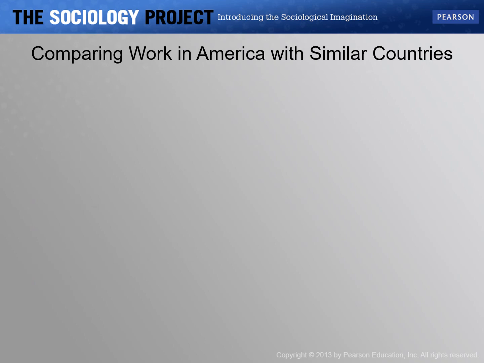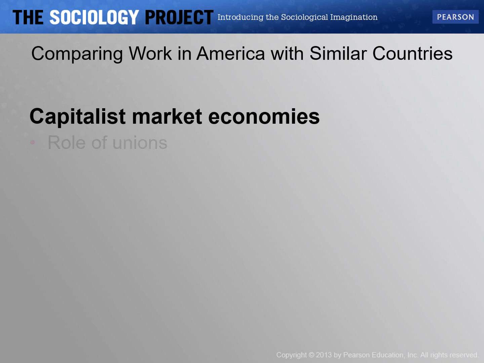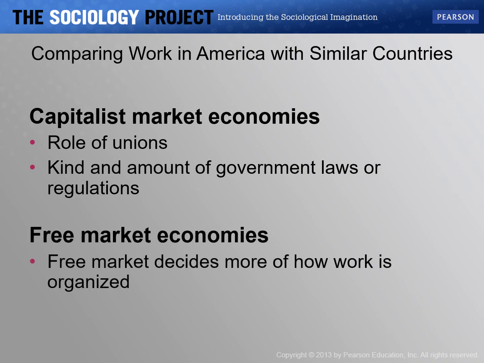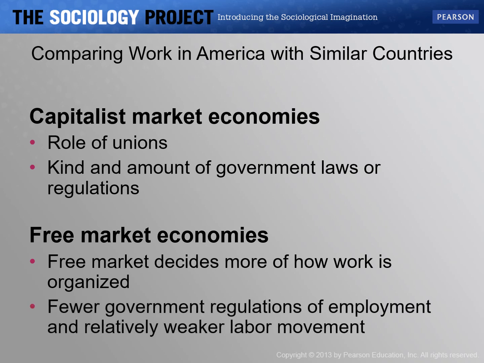Comparing work in America to other similar countries, capitalist market economies are different because of the role of unions, and the kind and amount of government law or regulations that are involved. In free market economies, free markets decide more of how work is done and organized. There are fewer government regulations of employment and relatively weak labor movements. The current administration, the Trump administration, is more free market. So you can kind of divide capitalist markets into more Democratic and free market economies into more Republican. It's a simple way of looking at it.